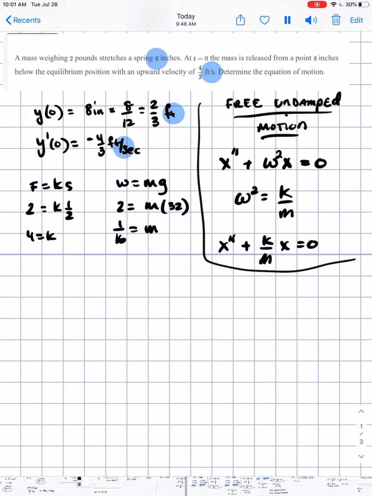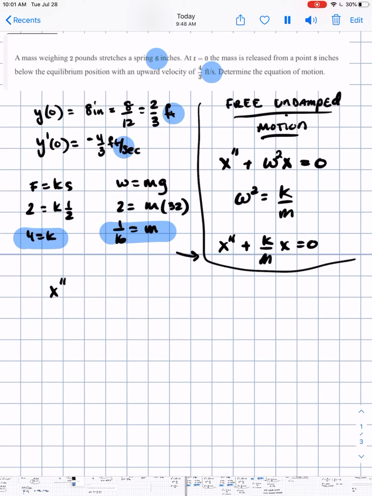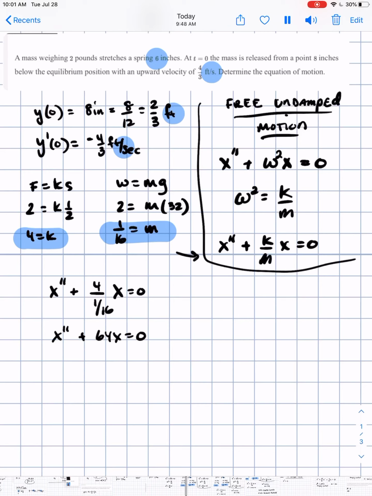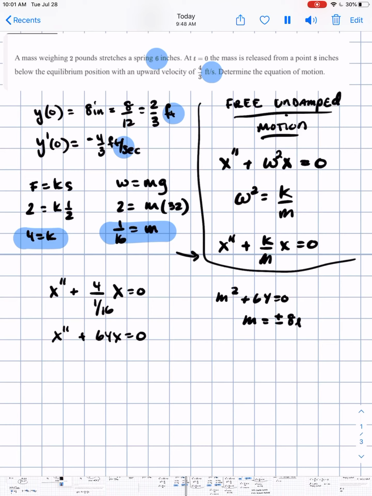All right, now all I'm doing is taking the values I got for k and for my mass and plugging them in here. So I'll have x double prime plus 4 over 1/16 x equals 0. Then you go back to when we were solving the homogeneous equation with constant coefficients, and we can write this as m squared plus 64 equals 0. So I know m is going to be plus or minus 8i. And now I can rewrite my equation.